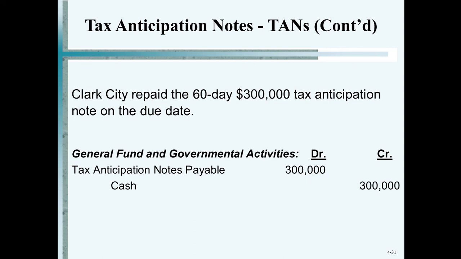Clark City repaid the 60-day $300,000 tax anticipation note on the due date. So we would reduce that payable, tax anticipation notes payable, by debiting $300,000, and reduce cash by crediting $300,000.